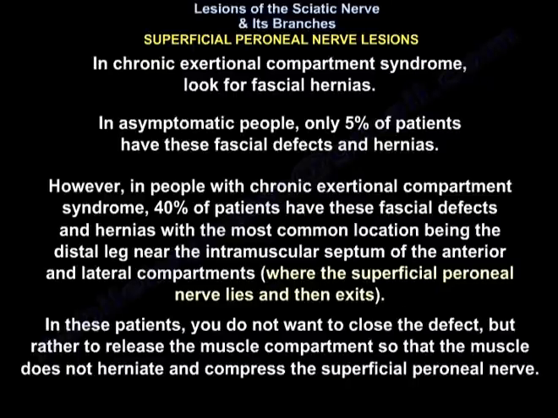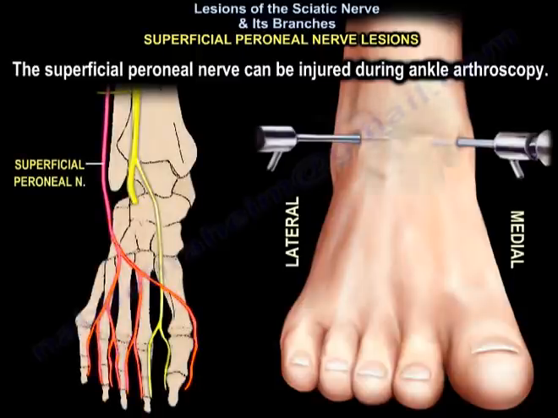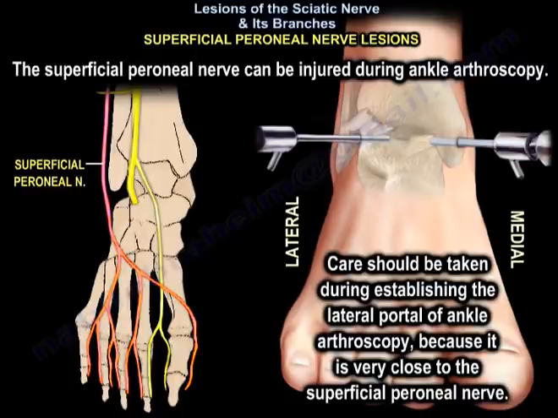In these patients, you do not want to close the defect. You want to release the compartment so the muscle does not herniate and compress the superficial peroneal nerve. The superficial peroneal nerve can be injured during ankle arthroscopy. Care should be taken during establishing the lateral portal of ankle arthroscopy. It is very close to the superficial peroneal nerve.